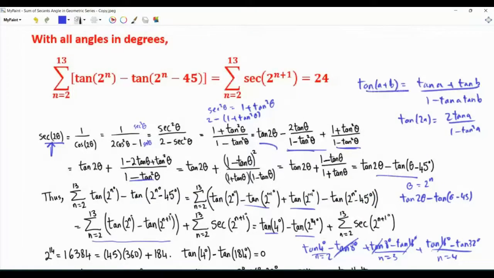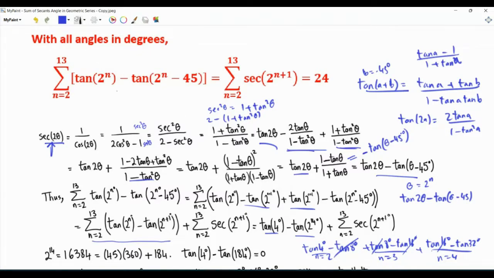Now, again, if we go to this formula for the tangent of a sum of two angles, if b is equal to minus 45 degrees, then tan of minus 45 degrees is minus 1, and so this will become tan a minus 1 over 1 plus tan a. So if we look at this term here, 1 minus tan theta over 1 plus tan theta, this is exactly minus tan of theta minus 45 degrees. So tan 2 theta minus tan theta minus 45 degrees is sec 2 theta.